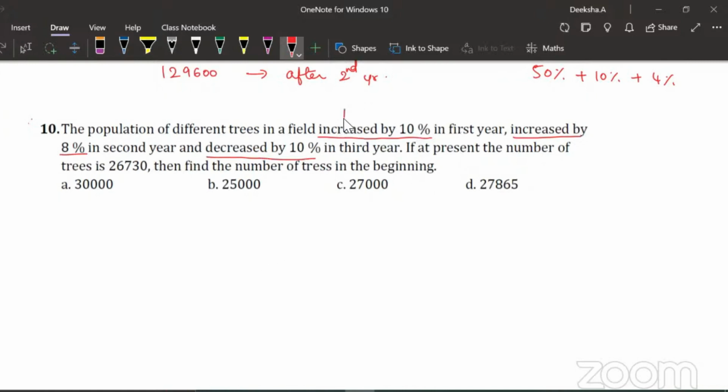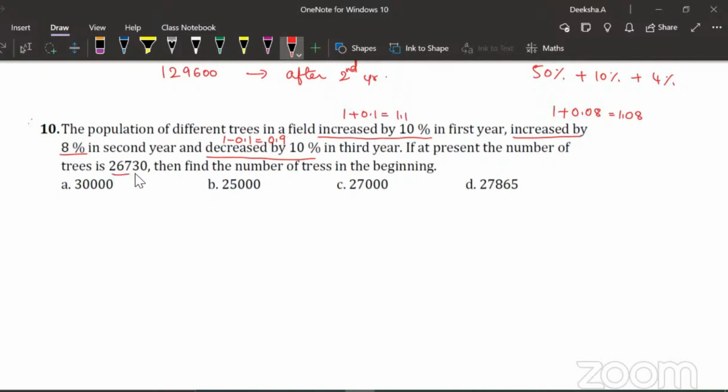Increasing by 10% means 1 plus 0.1, which gives you 1.1. Increasing by 8% means 1 plus, don't take 0.8. 0.8 is an 80% increase. It is 8%, right? So take 0.08, which gives 1.08. And decreasing by 10% is 1 minus 0.1, which is 0.9. Now I have found 3 percentage factors: 1.1, which is the first year's change, 1.08, which is the second year's change, and 0.9, which is the third year's change.